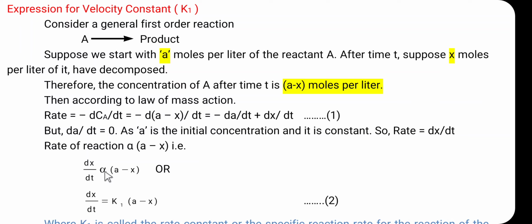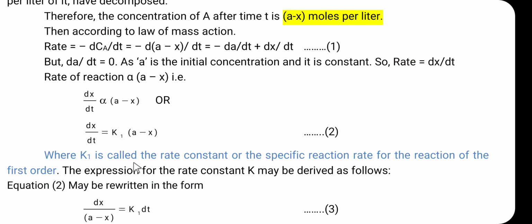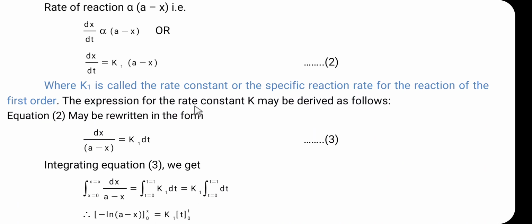Here dx by dt, that is the rate, is directly proportional to a minus x, as per the law of mass action. So dx by dt is equal to k1 into (a minus x). Here k1 is the proportionality constant and it is called the rate constant or the specific reaction rate constant. The expression for the rate constant k may be derived as follows. This is equation 2, which can be rearranged as dx upon (a minus x) is equal to k1 into dt, and this is equation number 3.